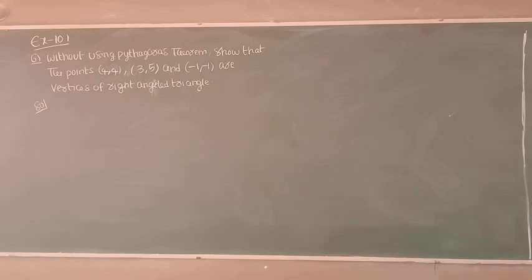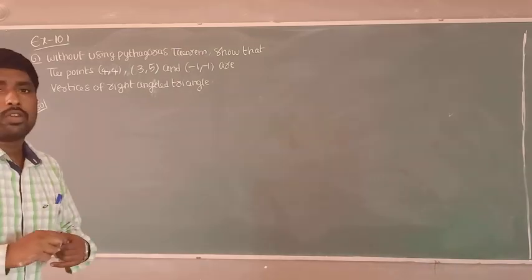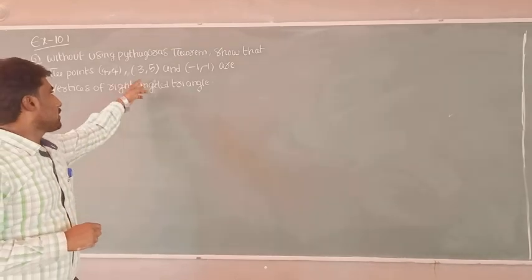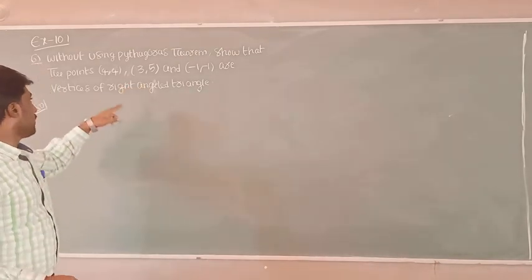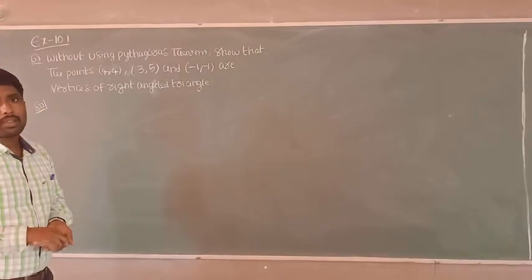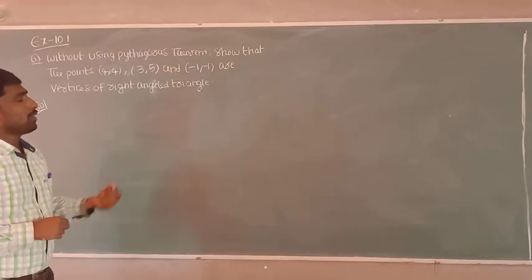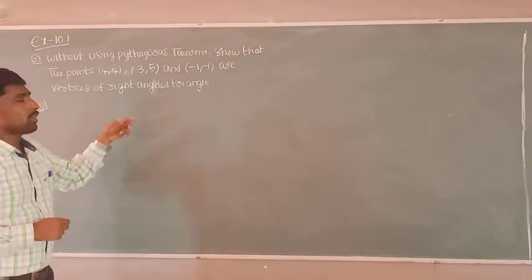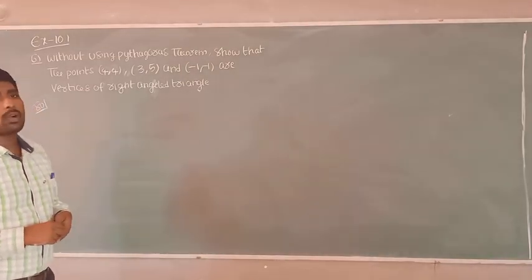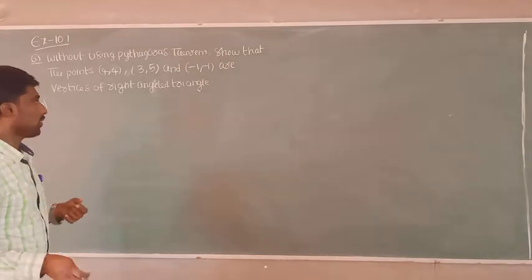So guys, the next question is: without using Pythagoras theorem, show that these 3 points are vertices of a right angle triangle. Without using Pythagoras theorem, how do we prove whether they are the vertices of a right angle triangle or not? By using the slope concept we will prove it.